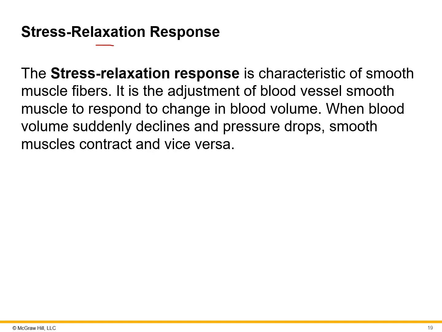We also have the stress relaxation response. This is characteristic of smooth muscle fibers. So we're not talking about cardiac muscles, this is our smooth muscle fibers. Its adjustment of blood vessels is in response to a change in blood volume. When the volume suddenly declines, the pressure drops, and those muscles are going to contract to increase the blood pressure. If it's increased, then those muscles relax to decrease the blood pressure. So we're controlling those smooth muscle fibers to alter the blood volume.